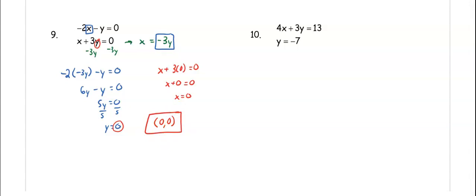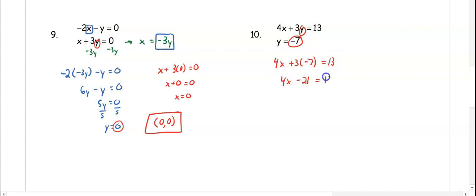In number 10, they already gave us the y value is negative 7. So we already know y equals negative 7. So this makes our problem a little bit easier because we just need to find x in this case. So we have 4x plus 3 times negative 7 equals 13. 4x minus 21 equals 13. We can add 21 to both sides. So we get 4x equals 34.